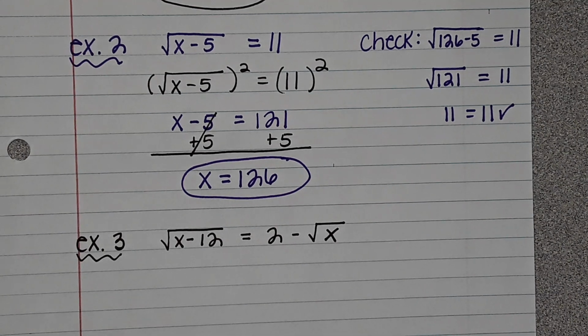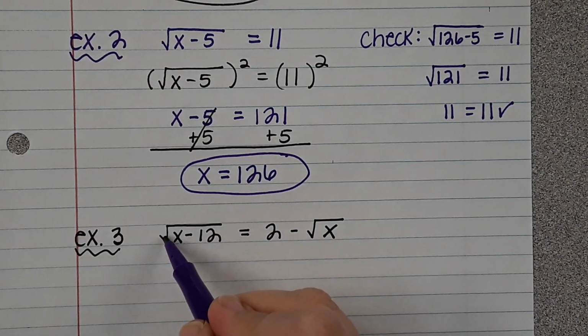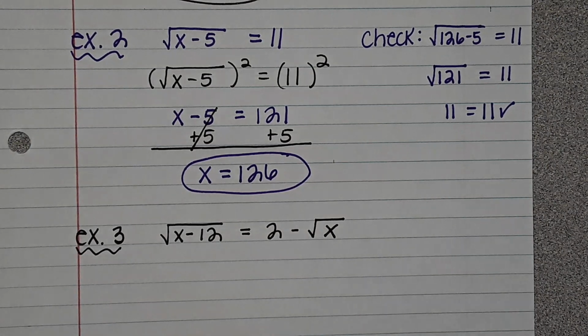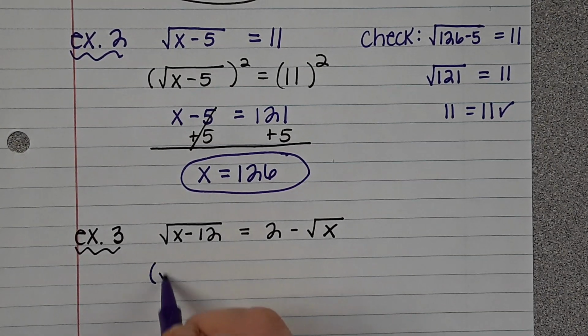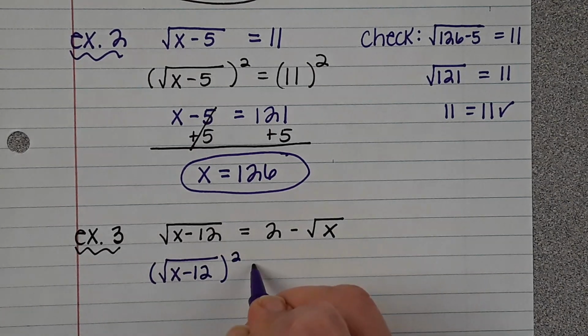Okay, so I know you see two square roots. The only one that we can undo right now is this one, so that's what we're going to focus on. To undo a square root, and you know this is a square root because there's no number in the check mark, we are going to square both sides.